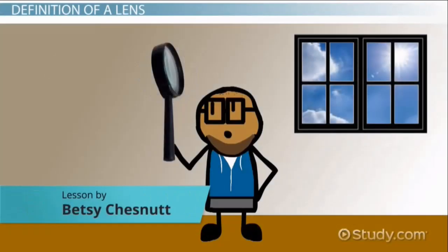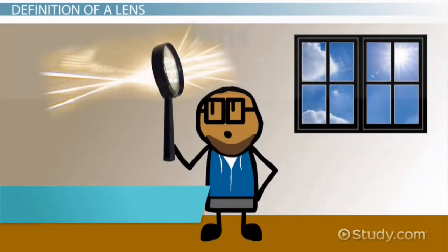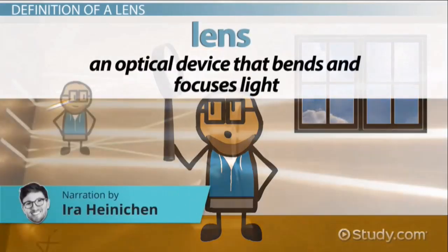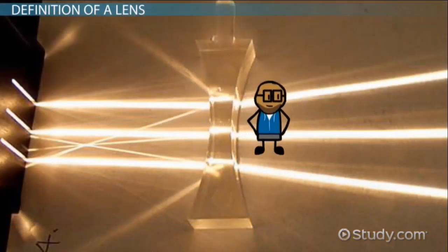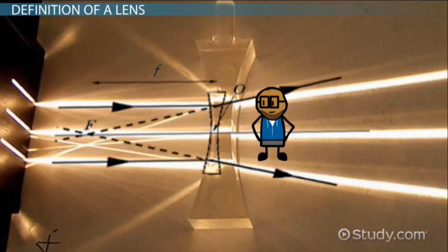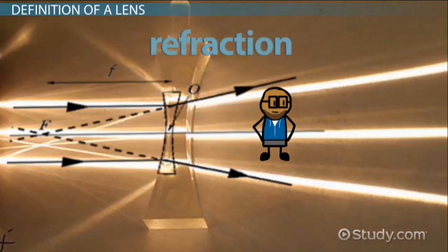Let's begin this lesson by getting a strong grasp of the general lens. A lens is an optical device that bends and focuses light. They are transparent pieces of glass or plastic with curved surfaces, and the curvature of the surface determines how much and in what direction the light will bend.